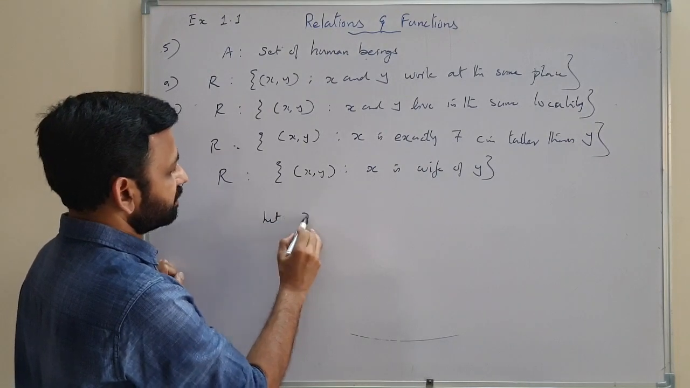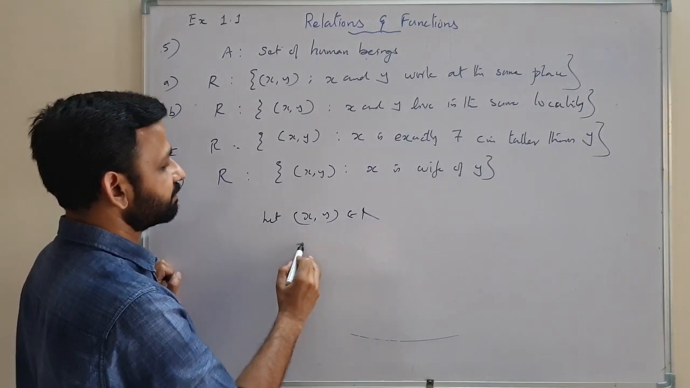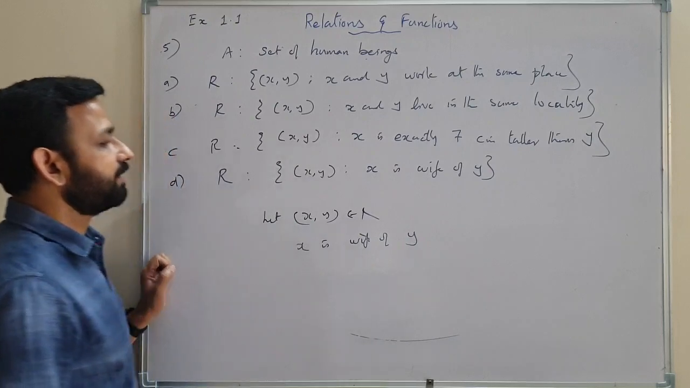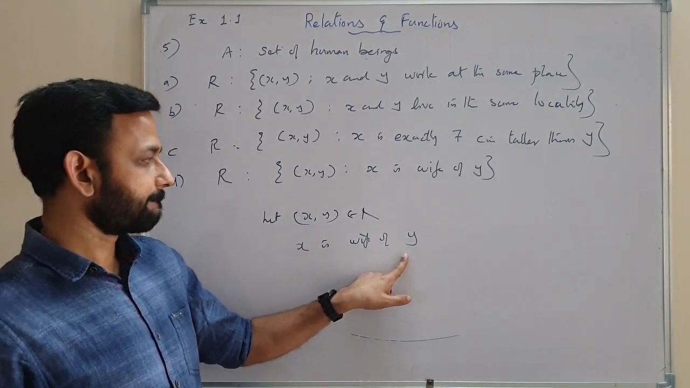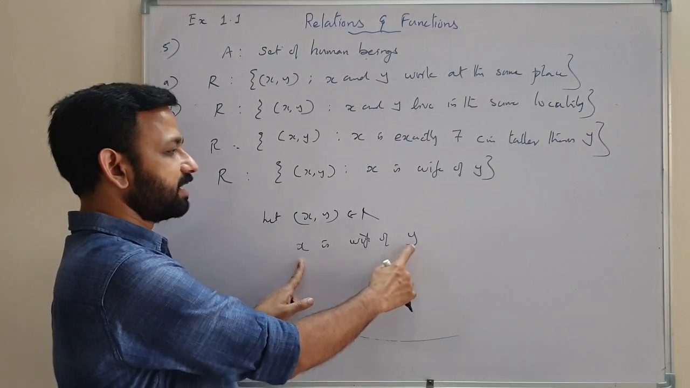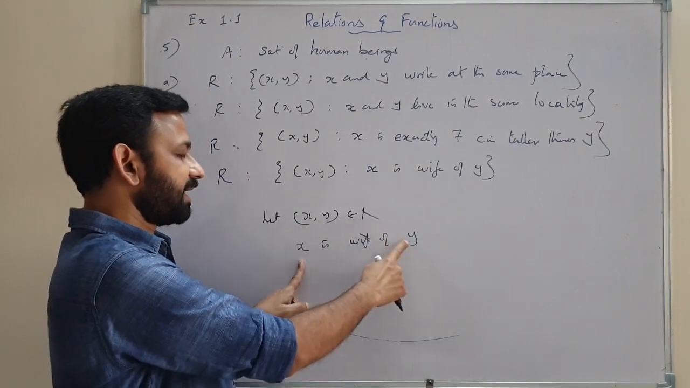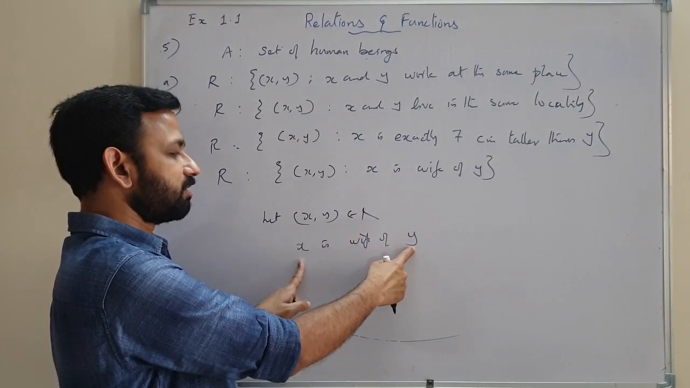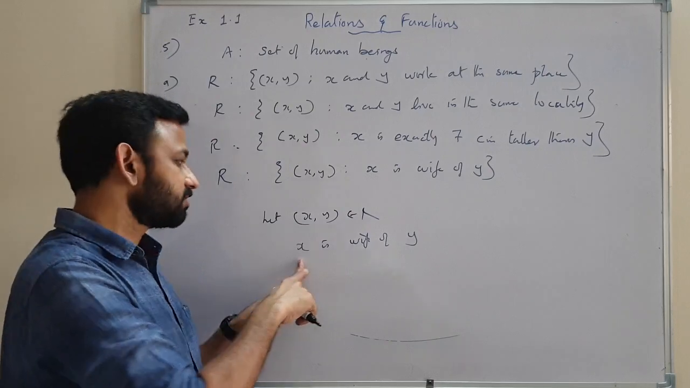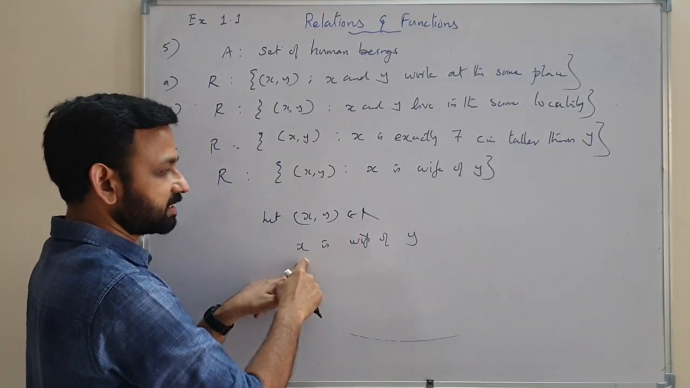Let xy belongs to R. That means x is wife of y. If x is wife of y, then y is a male, x is a female, and in that case we cannot say y is wife of x because y is husband of x. So if x is wife of y, then y is not wife of x.